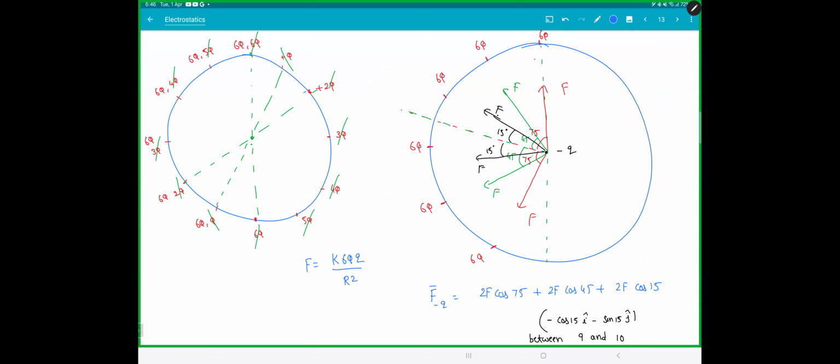And if you see the whole question, it is more of a vectors problem. Once you write kq by r square, electrostatics got over here. Next one.